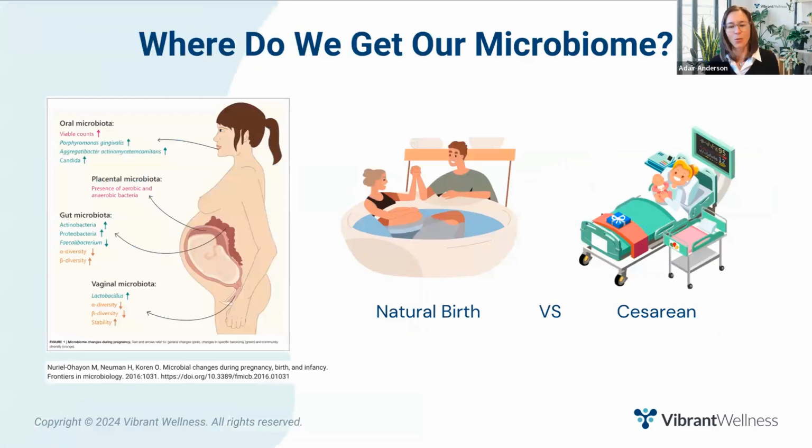This begs the question, where do we get our microbiome? Well, we inherit our microbiome from our mom when we're born. Generally, the gut microbiota of vaginally born infants is first colonized by bacteria from the maternal vagina, which is characterized by enrichment in Prevotella and Lactobacillus.